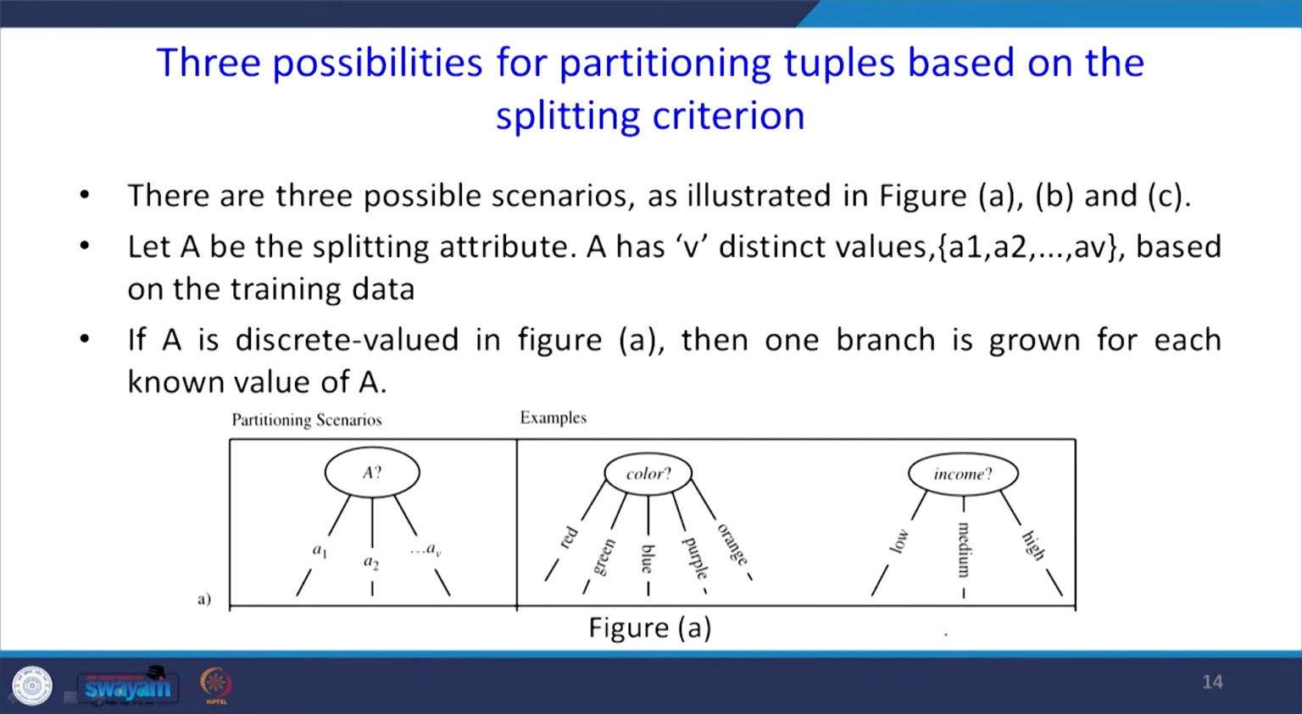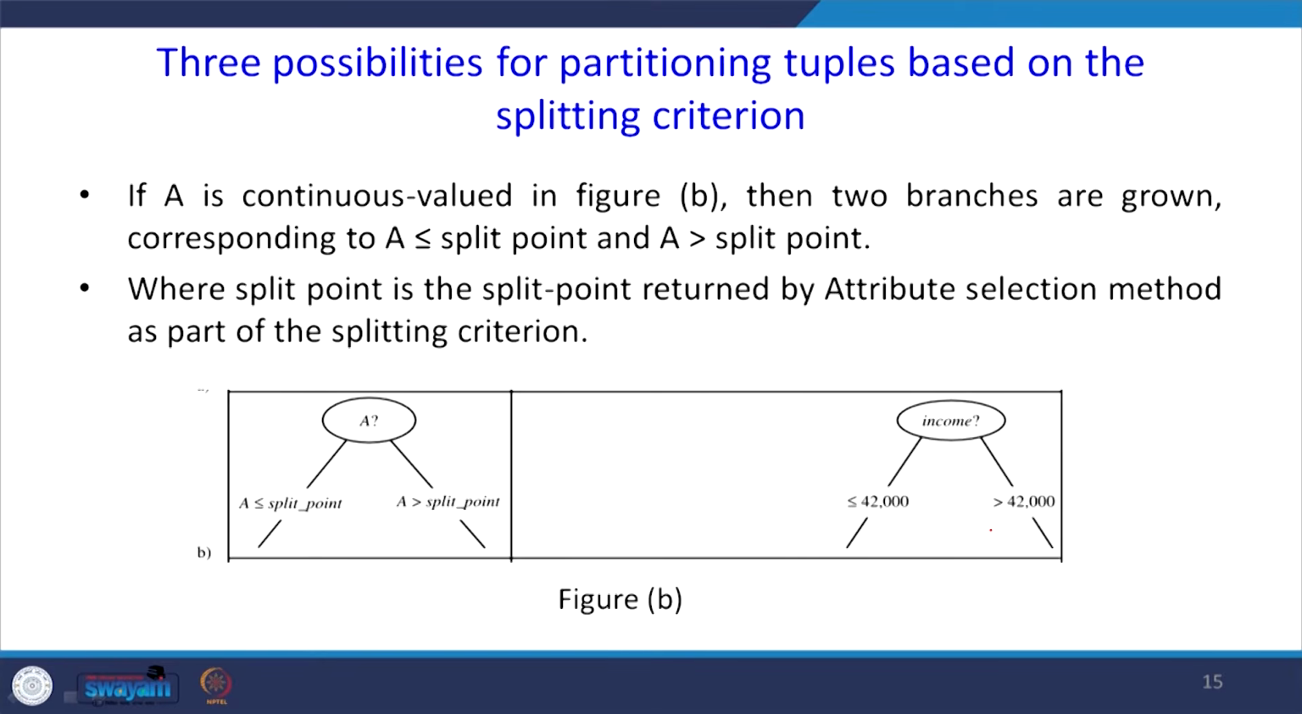Let A be the splitting attribute. A has V distinct values A1, A2 up to AV based on training data. If A is discrete valued, as in figure A, then one branch is grown for each known value of A. For example, color may be red, green, blue, purple, orange. If it is income, there are 3 splits: low, medium, high.